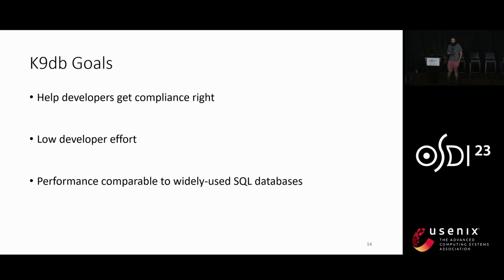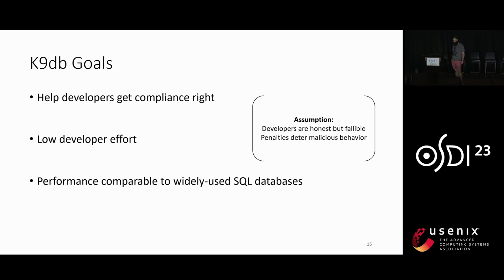Now, in this work, our main goal is to help developers get compliance right. We want to do this while requiring low developer effort and few application changes, while at the same time having performance comparable to traditional SQL databases, which offer no built-in support for compliance. And in this work, we assume that the applications and their developers are honest, but fallible. We want to reduce the burden of compliance. We also want to avoid costly bugs. And we think that this is reasonable because the penalties imposed by the law are sufficient to deter malicious behavior in many cases.